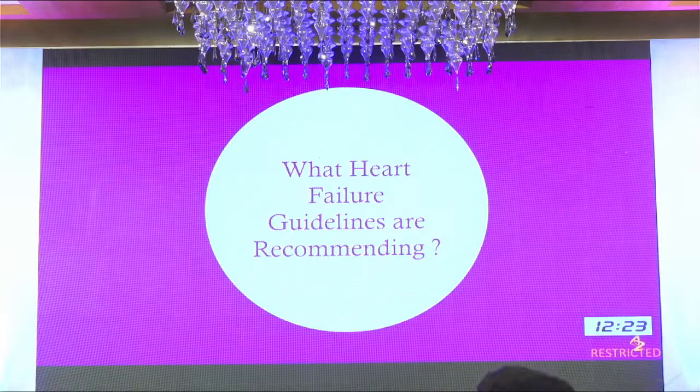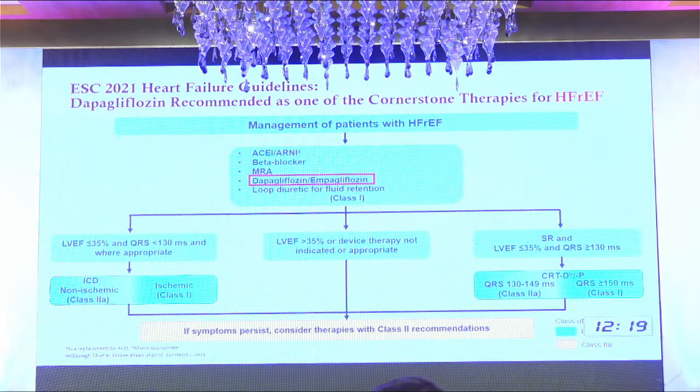What heart failure guidelines are recommending in this context is shown in this slide: the 4 pillars of therapy for heart failure with reduced ejection fraction are clearly defined. First is the RAS blocker, ACE-ARB, and beta blockers. Third is the mineralocorticoid receptor antagonist, spironolactone and not finerenone for reduced ejection fraction. Then dapagliflozin or empagliflozin, the fourth pillar, along with loop diuretics.